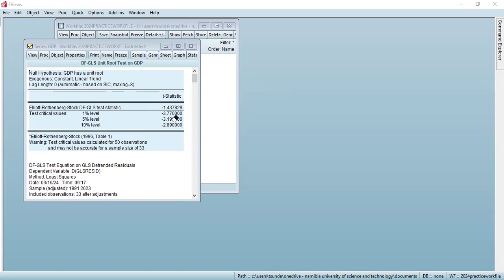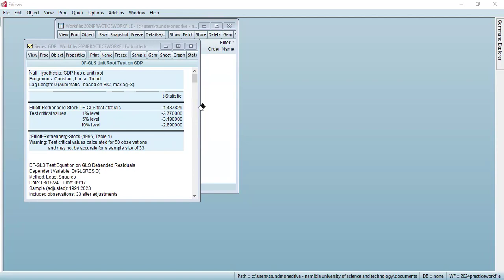If this calculated T statistic was more negative than all these critical values, then we say the variable is stationary at 1% level. I hope you are getting it. I'm sure you will get it. All right, thank you, sir. All right. So that's the conclusion.